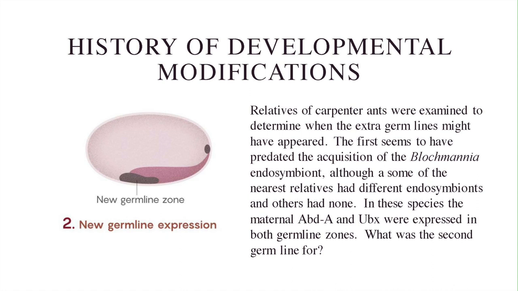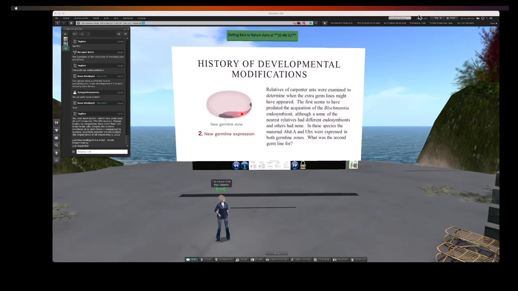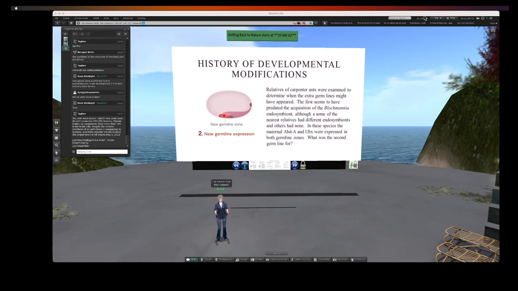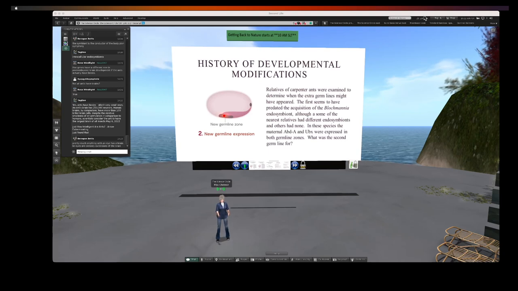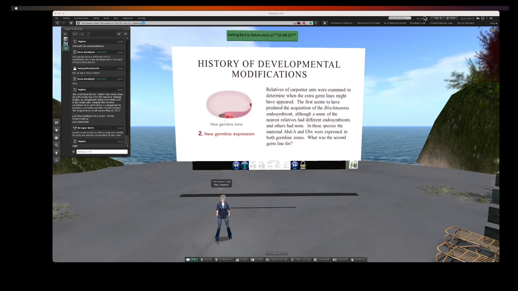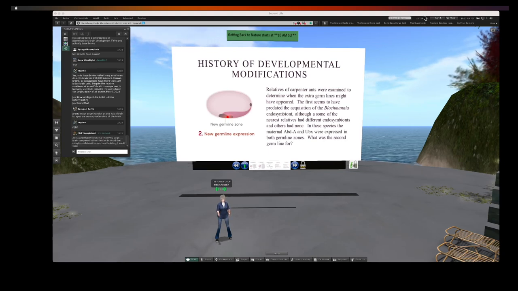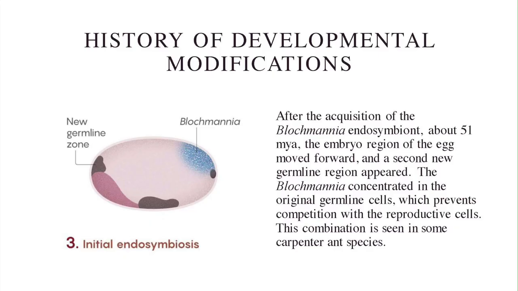Now, some of the relatives of Vulcania that were not Vulcania, remember there's 1,000 species of those, some of these other insects did have a new germline zone down here. And for some reason, this new germline was participating in producing the germline. Some of these species had other endosymbionts, but some of them had no endosymbionts. In these species, the maternal abdominal A and UBX were expressed in both of these germline zones. Okay, so the second zone probably may have been active in producing the germline, but we don't exactly know, or they don't exactly know what that second zone is for in those insects.